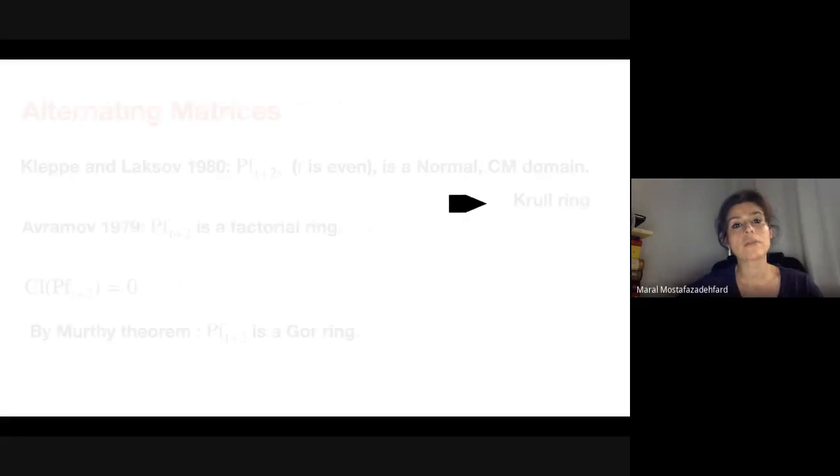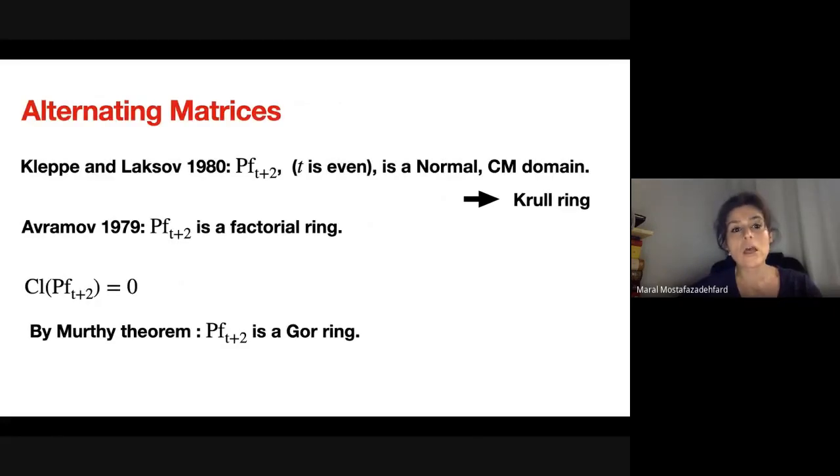And again, the divisor class group doesn't depend on the size of the minors and on the size of the matrix. And for the skew-symmetric matrices, or alternating matrices, it was a result of Kleppe and Laksov that the Pfaffian ideal of these matrices, for even size, is a normal Cohen-Macaulay domain, and again we have a Cohen-Macaulay ring, and Avramov, one year before, had shown that they are unique factorization domains. So the divisor class group is 0, and it is well known that the divisor class group determines the UFD property, and by the result of Murthy, of course, they are always Gorenstein.